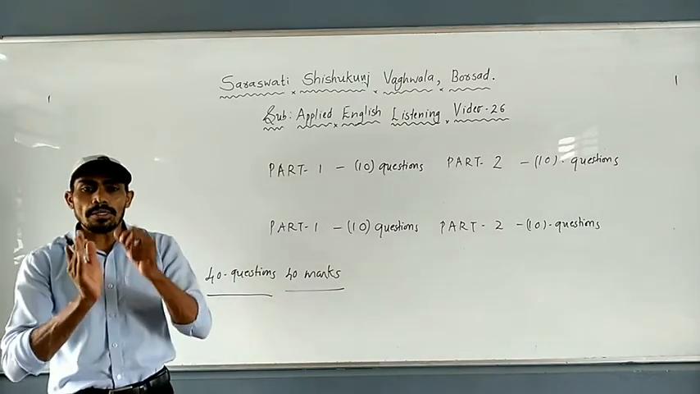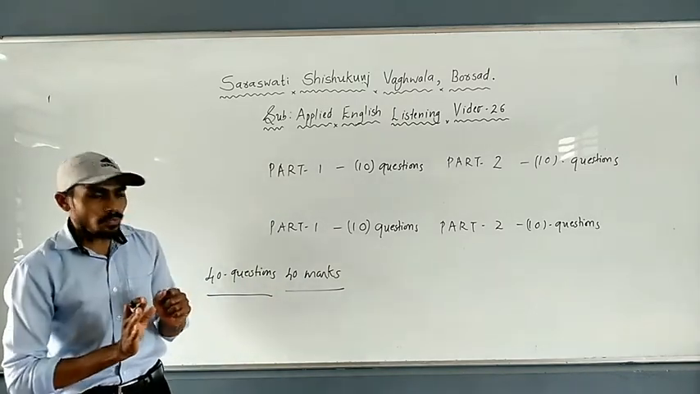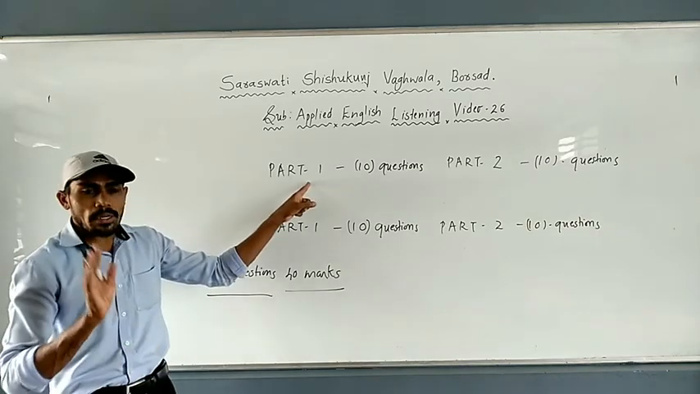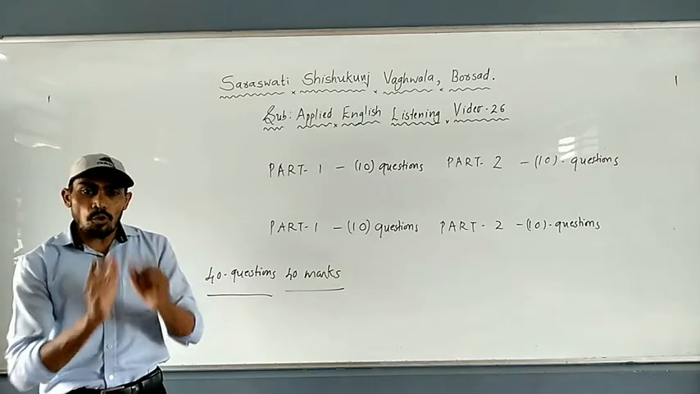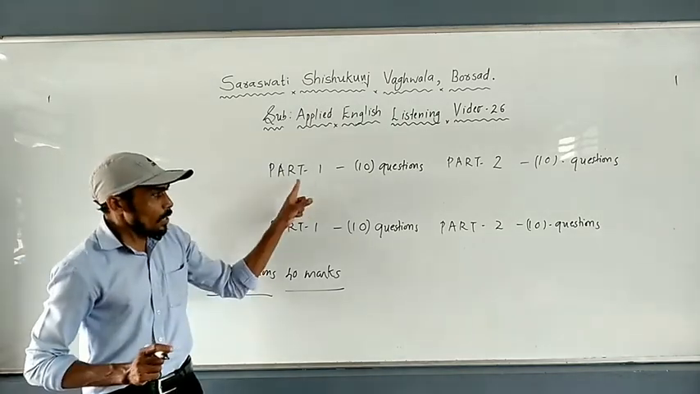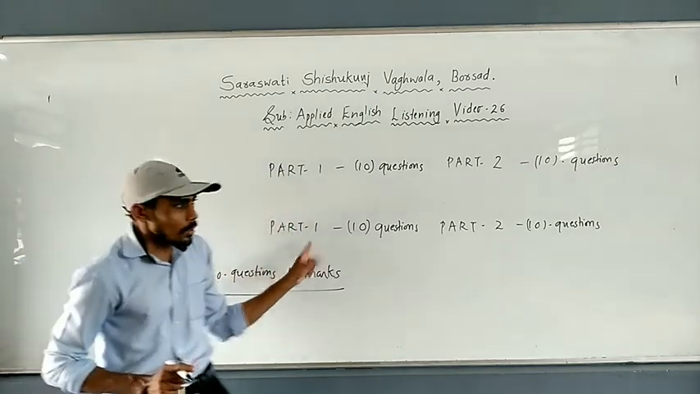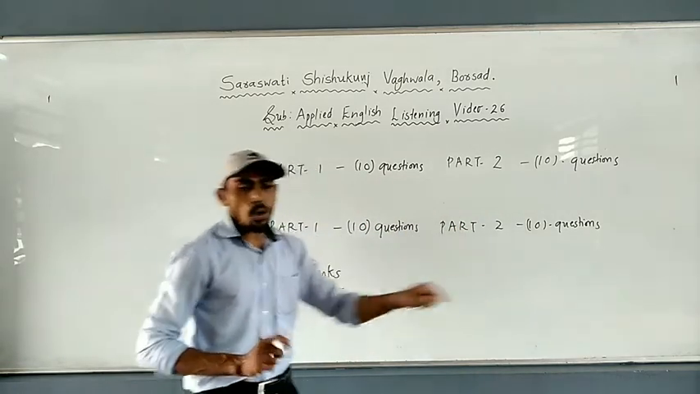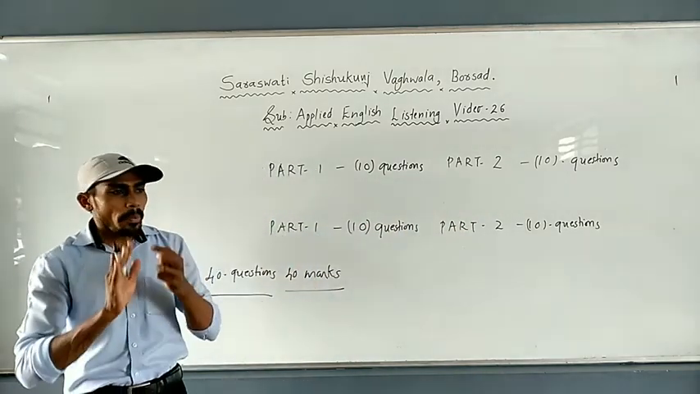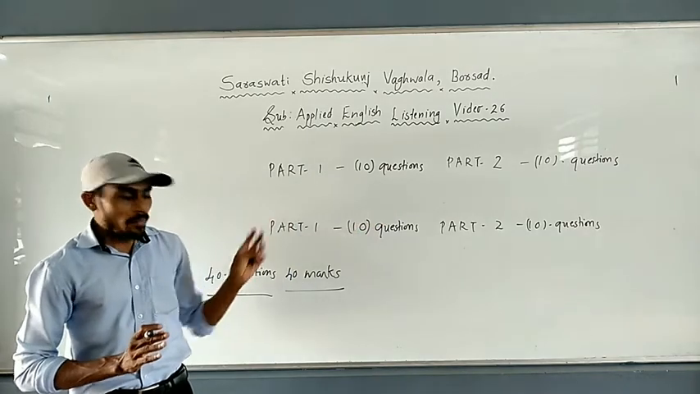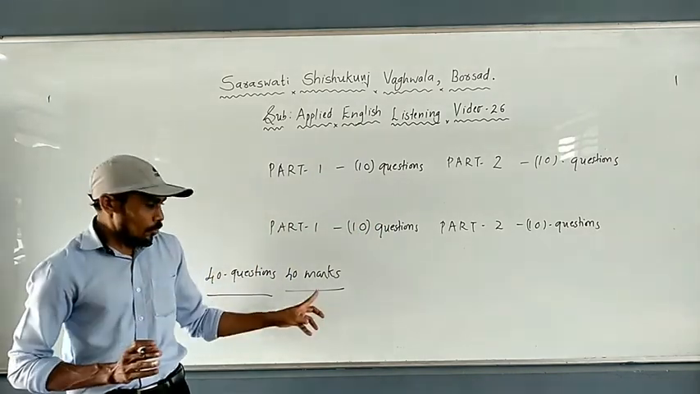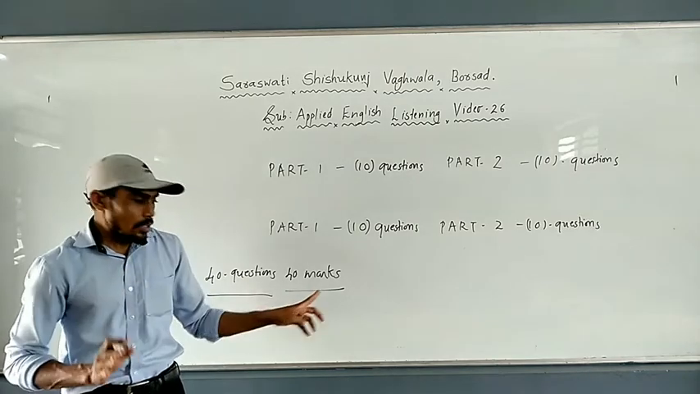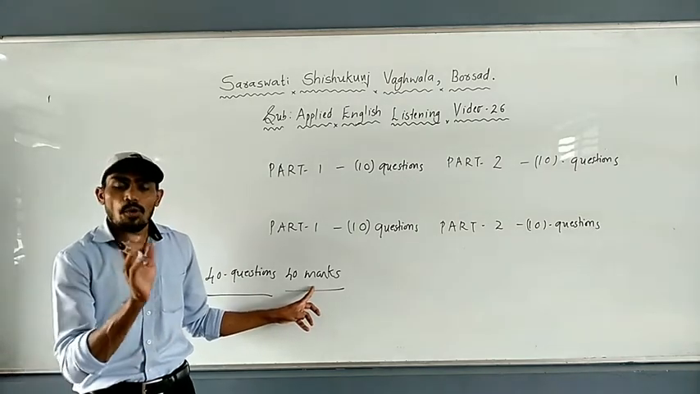So you need to attend all 40 questions. Each part contains 10 questions. There are a total of 4 parts, but I have given the name part 1 only here, and also part 1, part 2, and here also part 2. So you will have a total of 4 parts, and there would be a total of 40 questions, and you need to attend all 40 questions, and the marks would be 40.